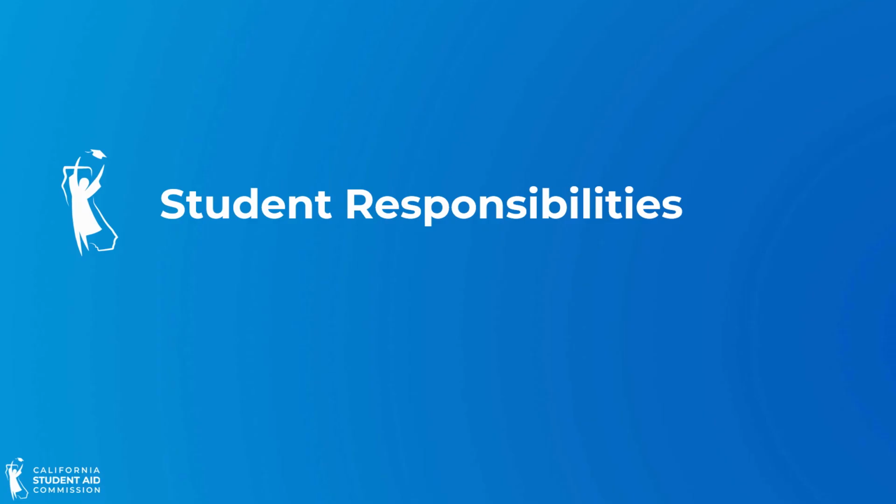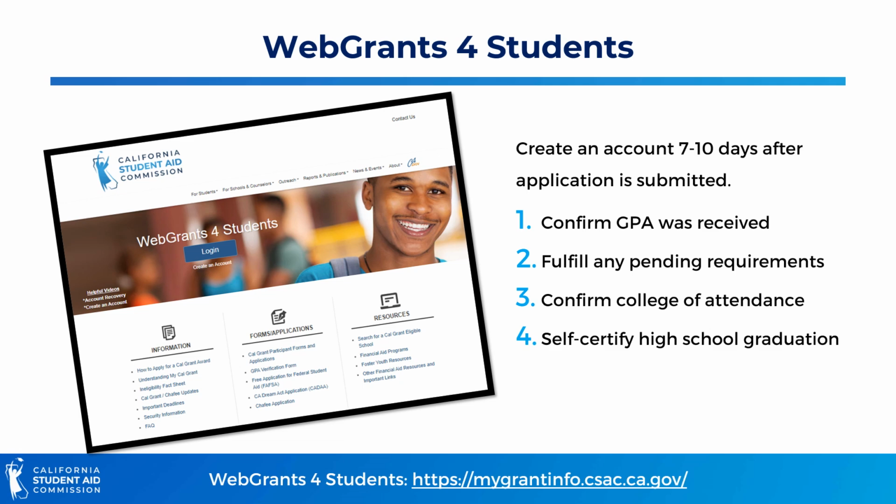Now that we have gone over how to match and edit GPAs, we will conclude this presentation with a few important student responsibilities. Web Grants for Students is a necessity when applying for financial aid. Students are required to create a Web Grants for Students account 10 days after they submit a FAFSA or 24 hours after submitting a CADAA in order to confirm their GPA was received, complete any pending tasks, confirm or change their school of attendance, put their Cal Grant on hold, and many more.